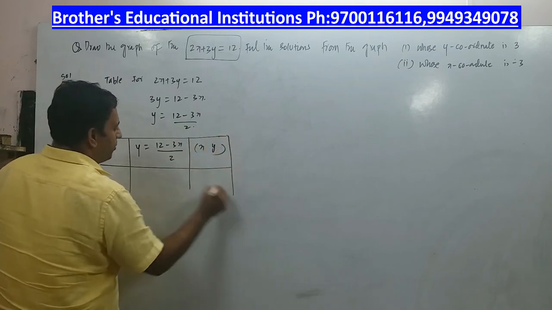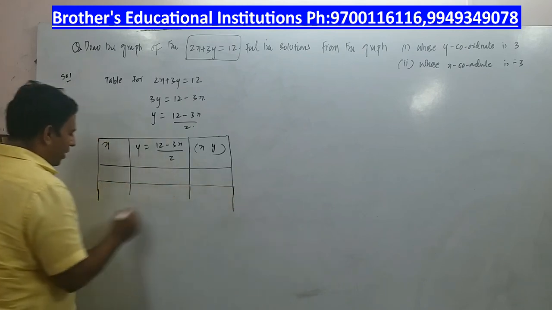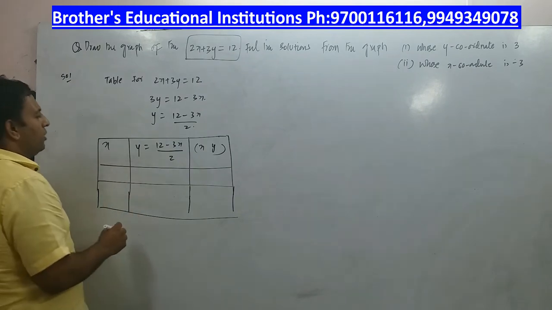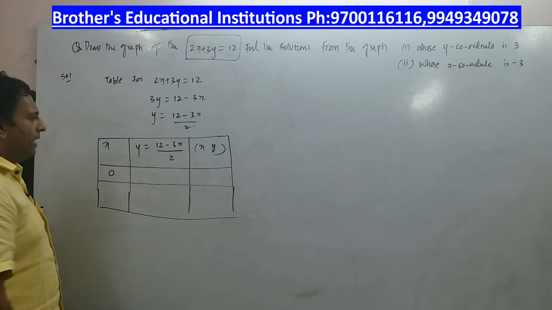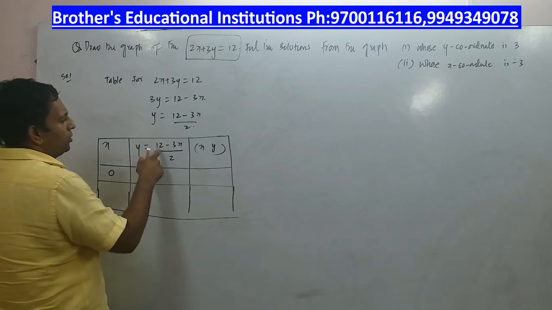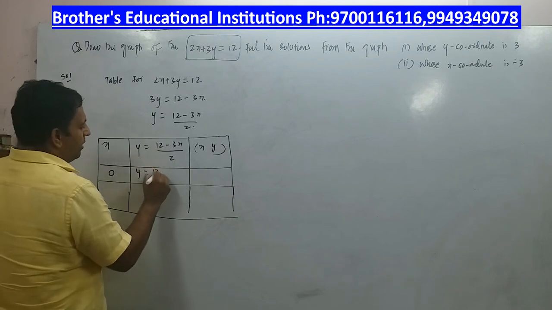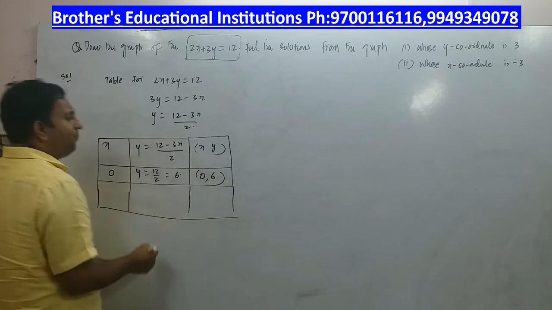As I have told you, 2 points are sufficient for us to find, and usually you have to see that you get a whole number for clarity. Usually I'll go with x is equal to 0. When I take x is equal to 0, what is y equal to? 12 minus 3 into 0, 0 by 2, means 12 by 2. What is 12 by 2? 6. So your ordered pair is 0 comma 6.